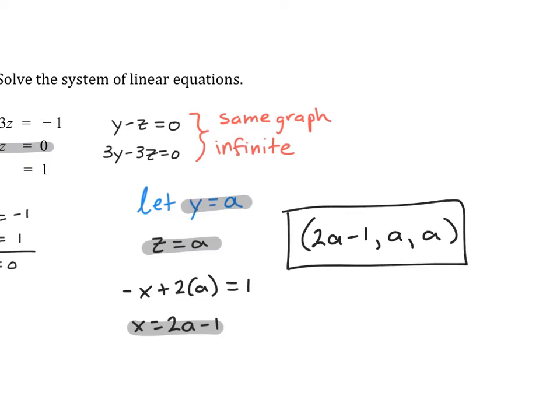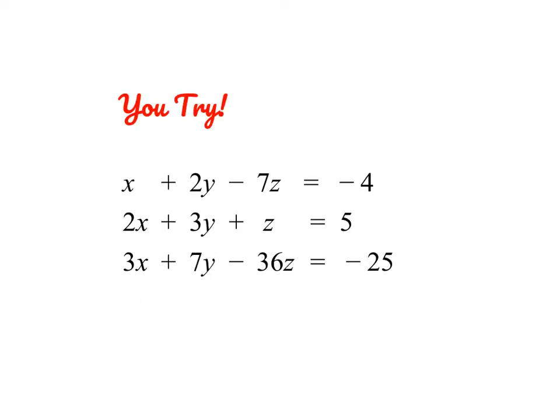This is giving us a template that we could use to list possible outcomes. While there are an infinite amount of outcomes, we know that the y and z values will always be the same, and the x value will always be twice that minus 1. We can plug in different a values and get possible solutions. All right, go ahead and pause the video and give this problem a try.